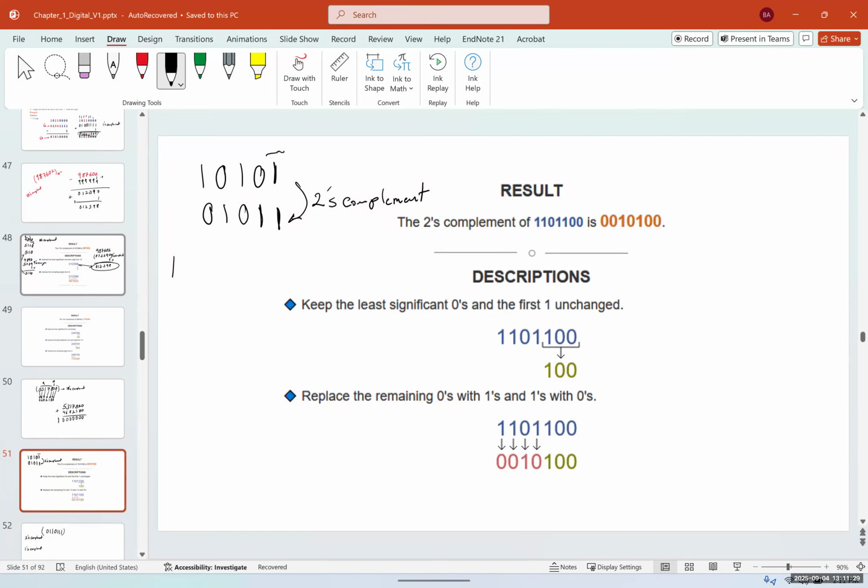I can test it. Let's test it, okay? First, let's find the ones complement. It's going to be 0, 1, 0, 1, 0. And when you add 1 to it, it's going to be 0, 1, 0, 1, 1, which is the same as this. Okay. And if you add these two together, what are you going to have? Everything would be 0, and at the end, you're going to have a 1 to test and see if we got it right.